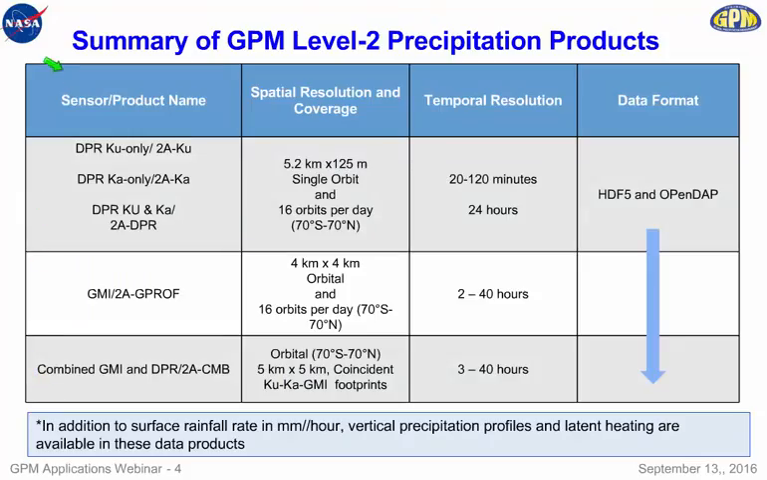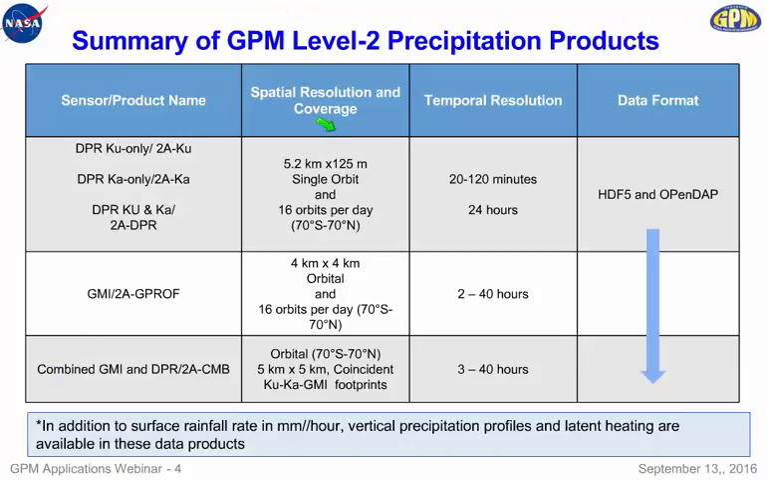Here is a summary of level 2 precipitation products. As we talked about earlier, precipitation level 2 data are high resolution data. These are swath and pixel data at native resolution. So there are sensor-based products available from DPR: Ku alone, Ka only, and combined Ku and Ka. From GMI, based on the microwave imager, it's available, and combined. These are all swath level products, or level 2 products.